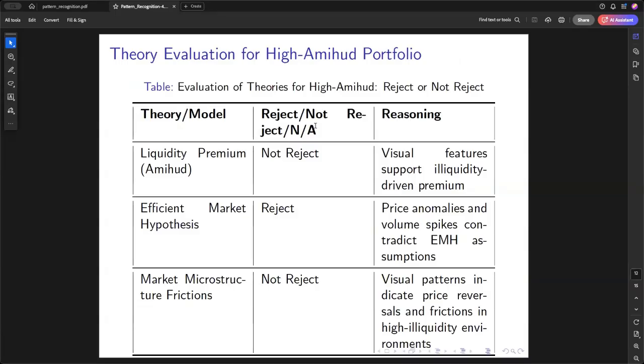And then we can use the reasoning of the large language model to reject or not reject the model. So for the high AMP portfolio, the efficient market hypothesis is rejected, and the compensation for illiquidity is not rejected. Market microstructure reasons are not rejected because the visual patterns indicate price reversal and inflation in high illiquidity environments.